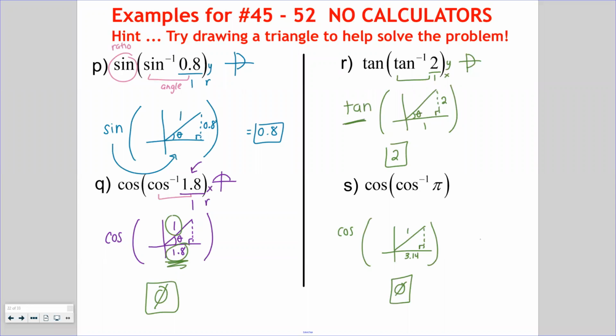All right, so S becomes a problem like Q, where we can't take the inverse cosine of pi. Pi is just a number, right? 3.14 if you don't like to look at it as the symbol. Our cosine curve is never going to equal 3.14 because cosine maxes out at +1. So again, this is a case where we don't have an answer. We don't have a solution. If we draw that triangle again, we see that the side length here, 3.14, exceeds the length of the hypotenuse, which doesn't work with the Pythagorean theorem.